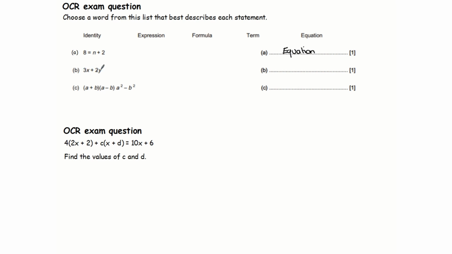This next one, 3x plus 2y, well, each of these single things here are called a term. When we have a collection of terms but there's no equal sign, we call them an expression. So when you're looking for an expression, generally it doesn't have an equal sign in it.